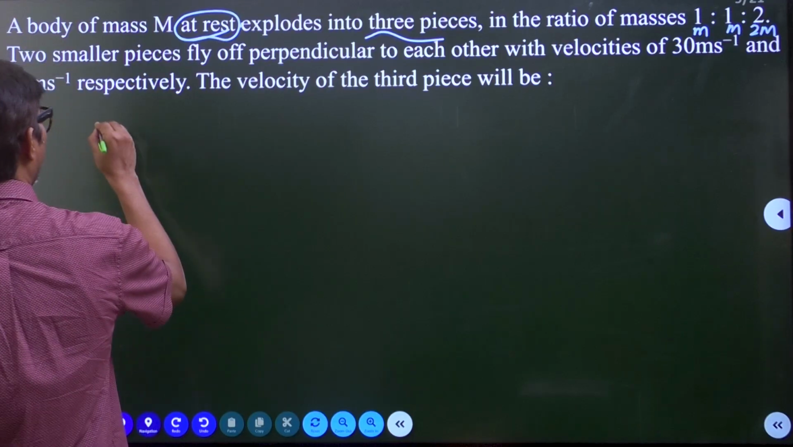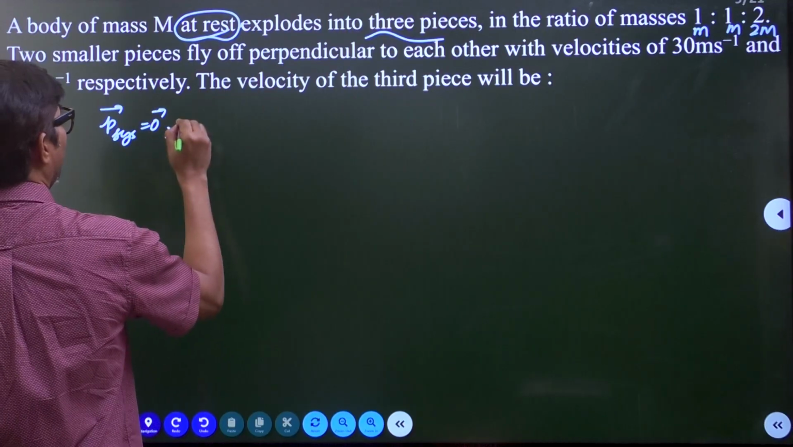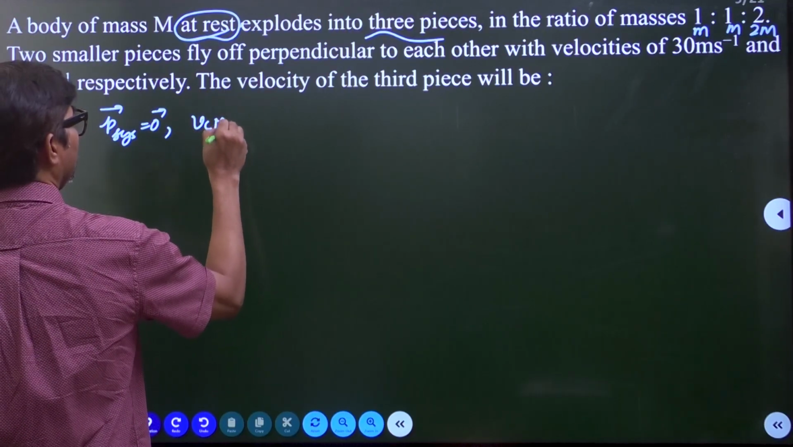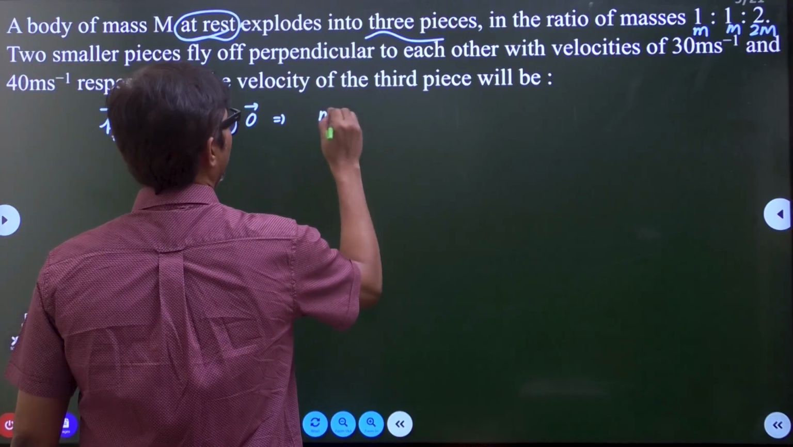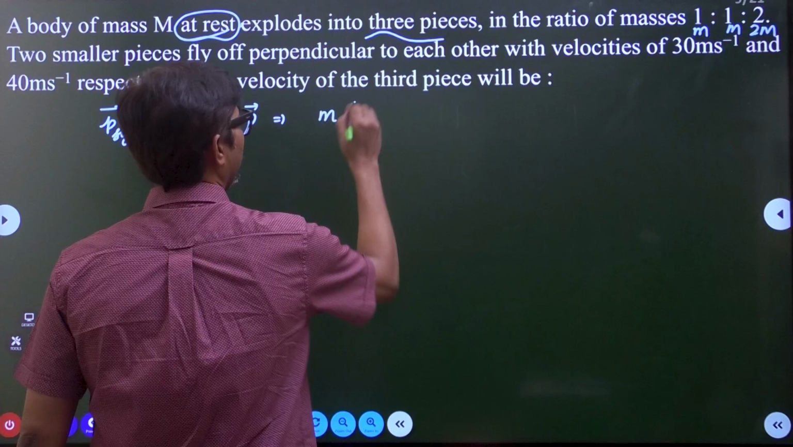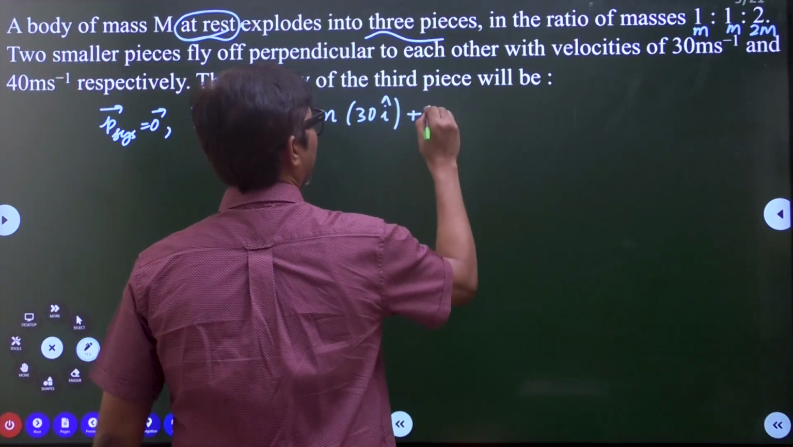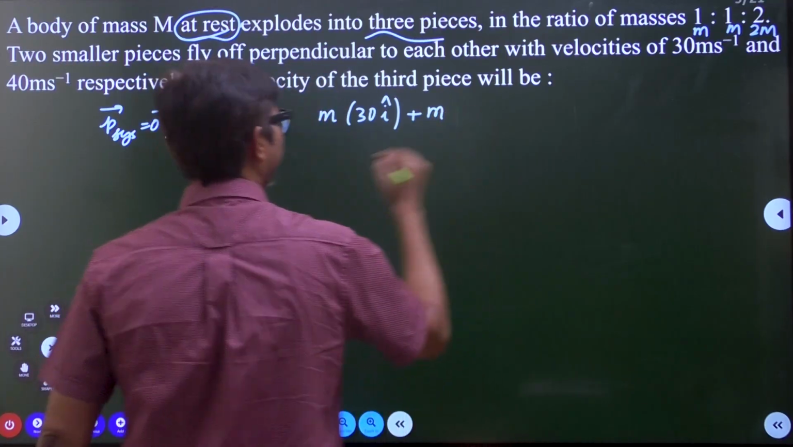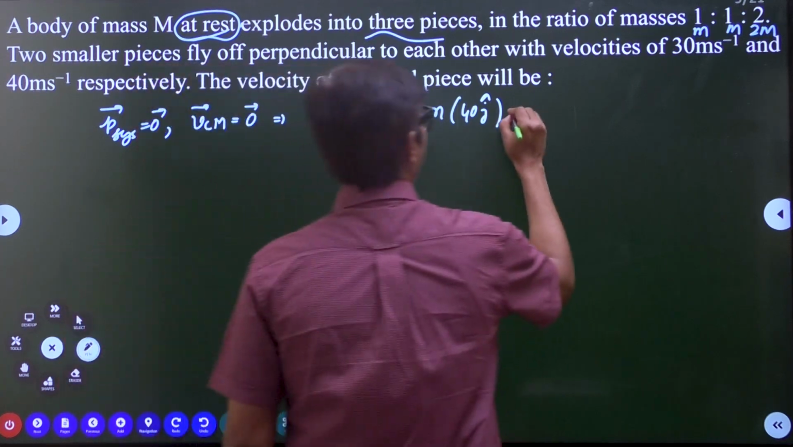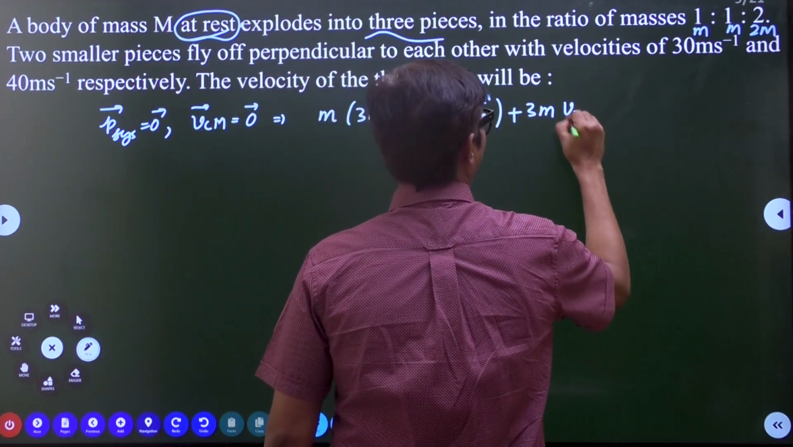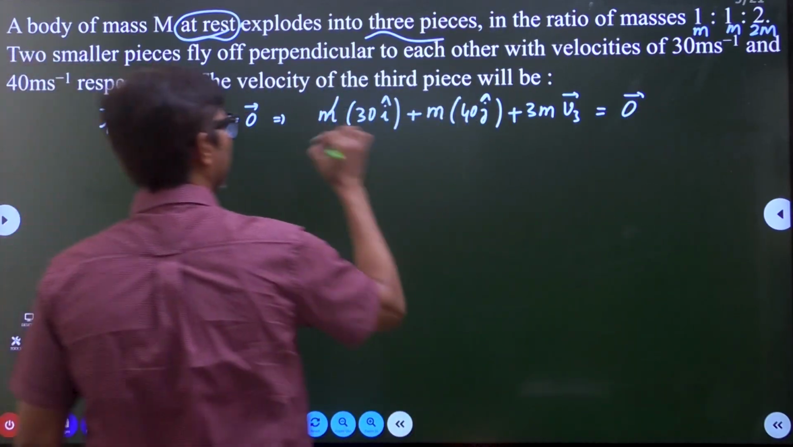Now that the momentum of the system is 0, that means the velocity of center of mass has to be 0. So m into v1, where v1 is 30 i cap, assuming it to be going along the x-axis. Then m2, that is also m, going along the y-axis, 40 j cap, mutually perpendicular, I'm taking x and y. Then the last one is 2m mass, and let's say it has v3 velocity, so total momentum has to be 0. So m gets cancelled.